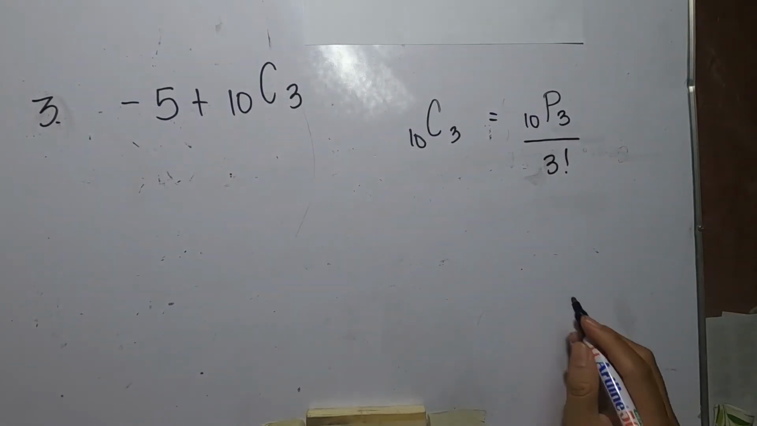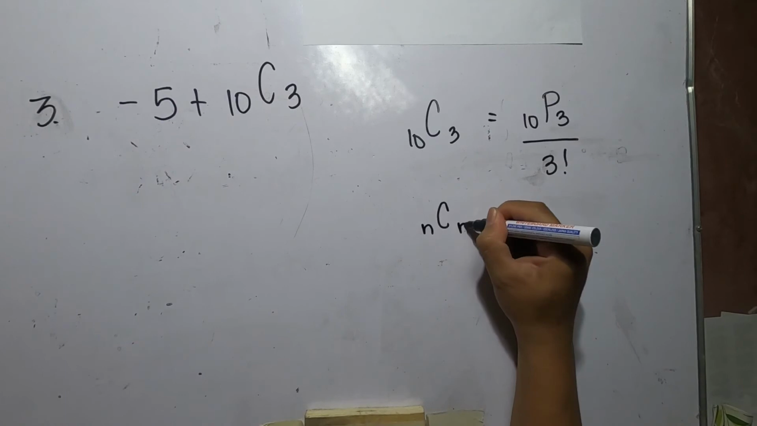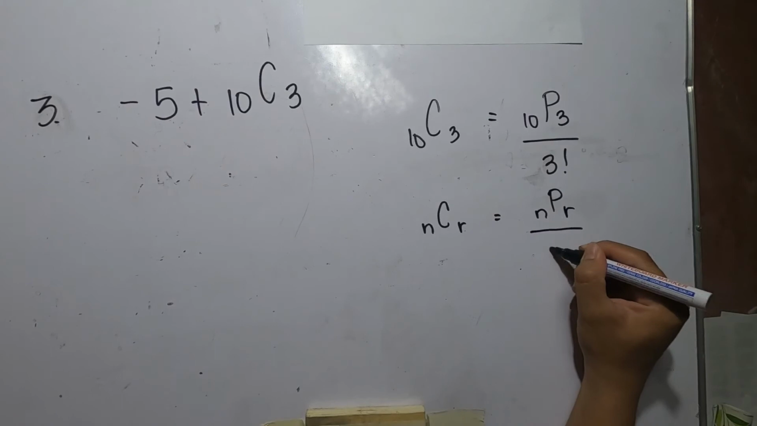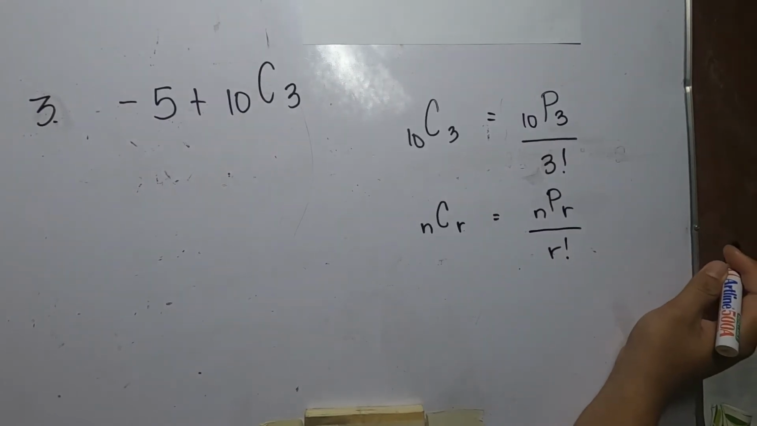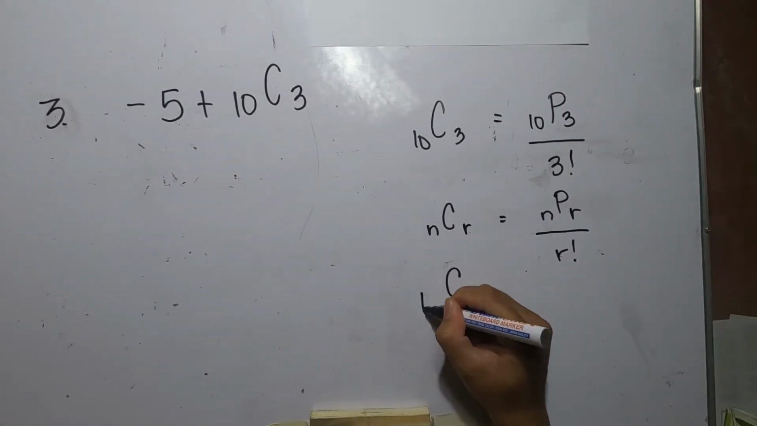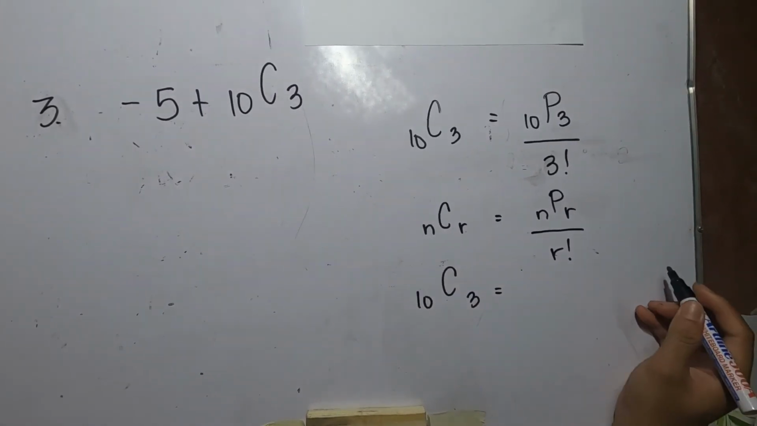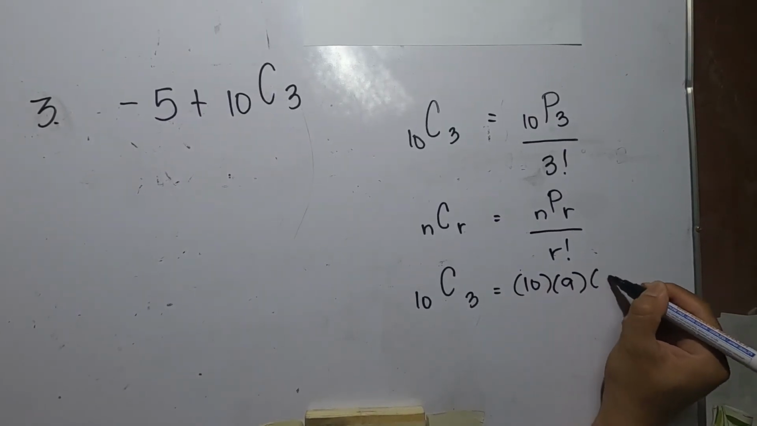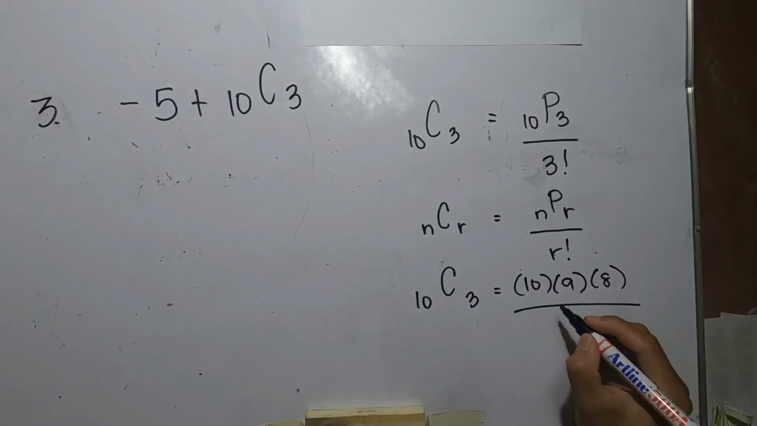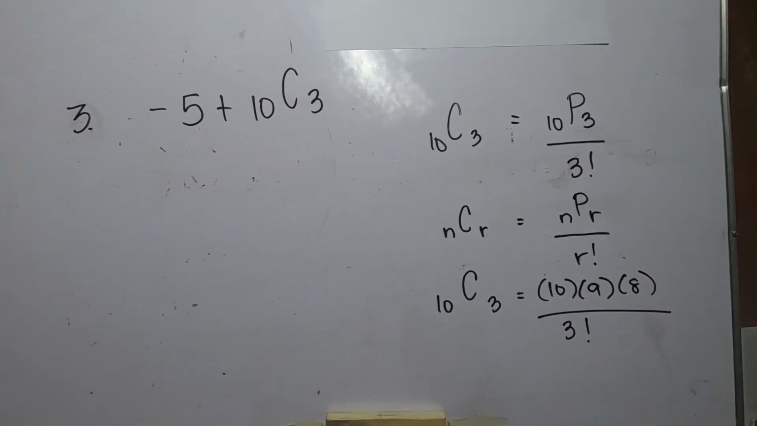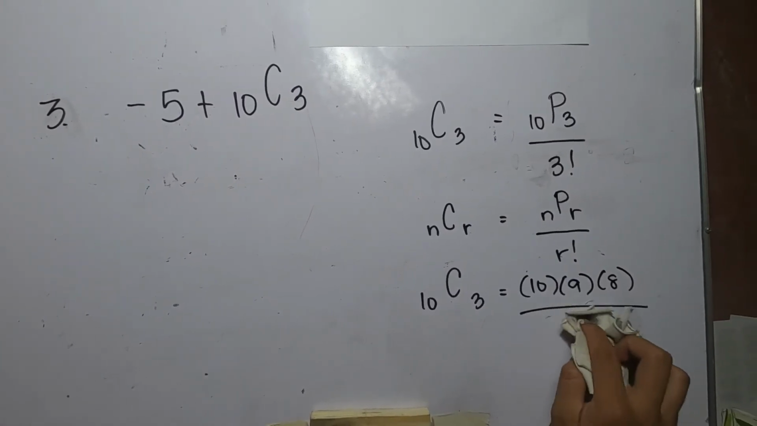This follows a definition of combination of n taken r is equal to permutation of n taken r divided by r factorial. By further evaluation, we will know that combination of 10 taken 3 is just the same as 10 multiplied by 9 multiplied by 8 divided by 3 factorial. And we know that 3 factorial is 3 times 2 times 1.